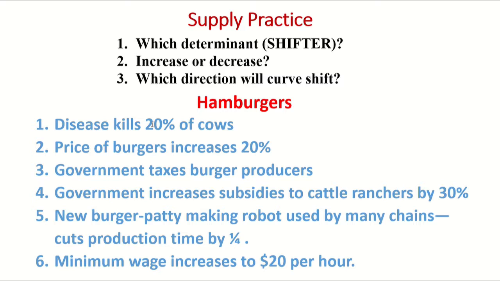Minimum wage increases to $20 per hour. A lot of people say this is government actions, right? Well, whenever we talk about government actions, we're talking about taxes and subsidies. This is a minimum wage law, and this is the price of your input, or the price of your labor. And so since the price of your labor went up, your supply will decrease. And that's all we got.